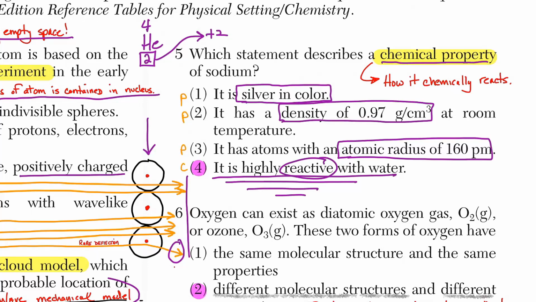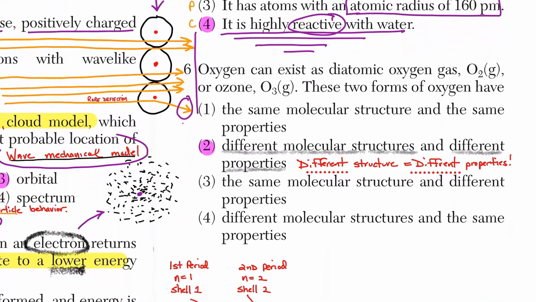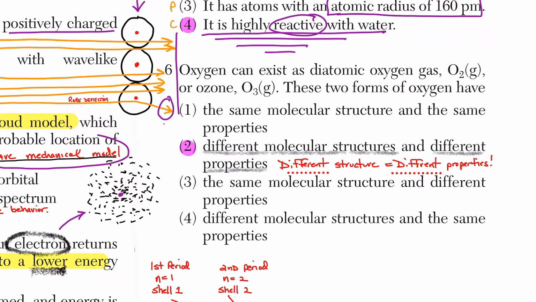So number 4 is your answer. Number 6, ozone can exist as a diatomic gas. Okay, these two forms of oxygen. Notice they have two forms of oxygen here. We have O2 and we have O3.